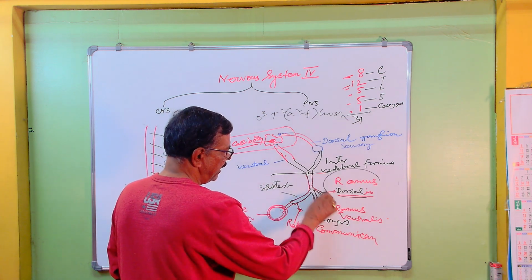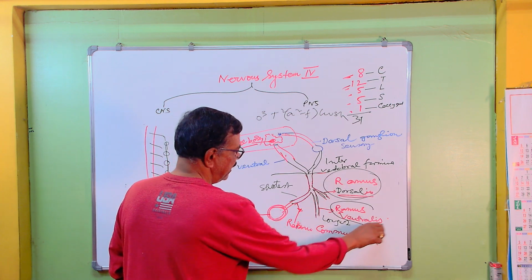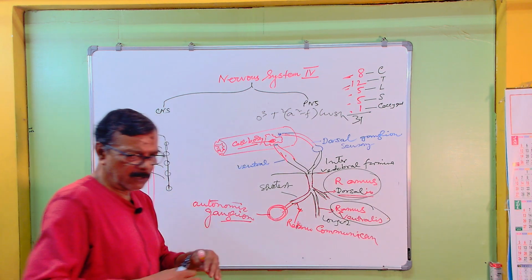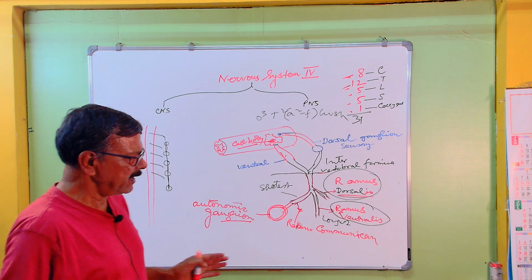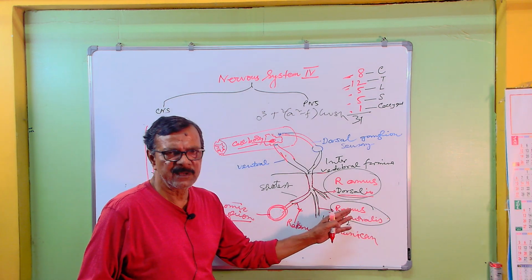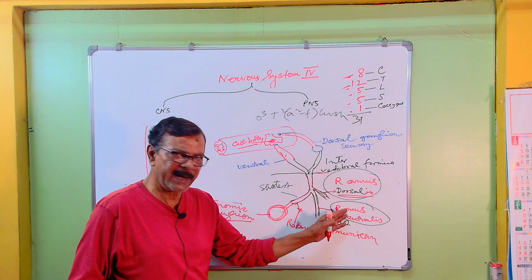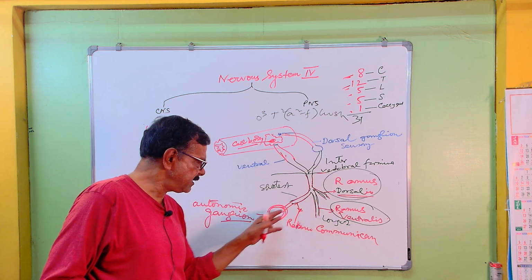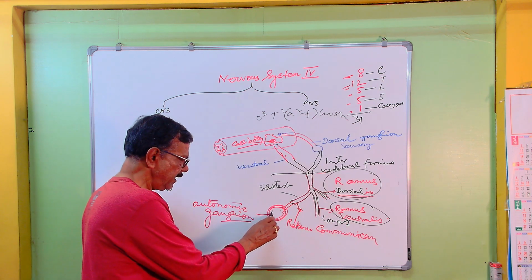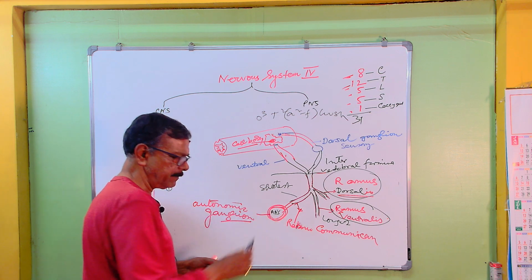This takes care of the dorsal side, this takes care of the ventral side, all the inner muscles and glands and everything, and this one is concerned with the autonomic nervous system.